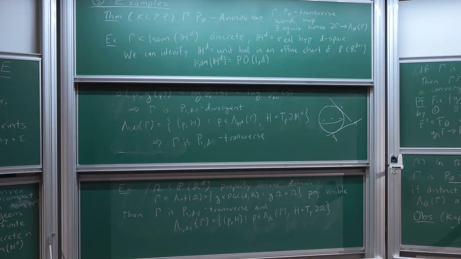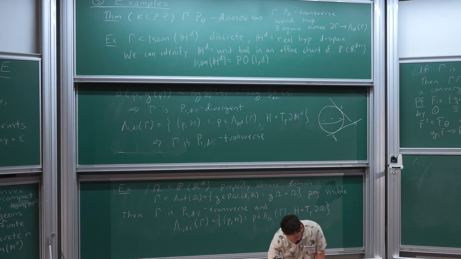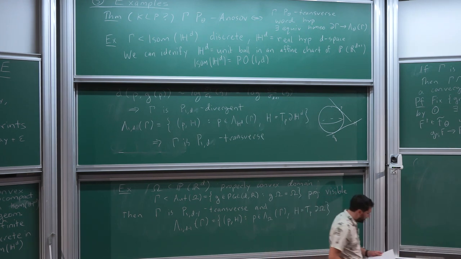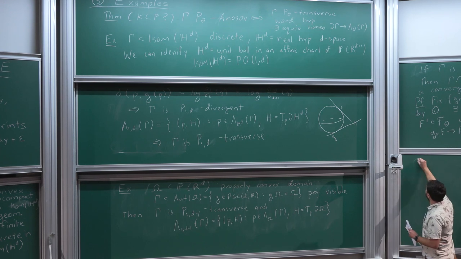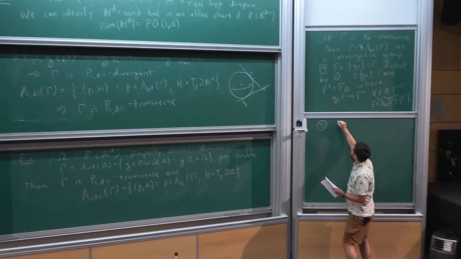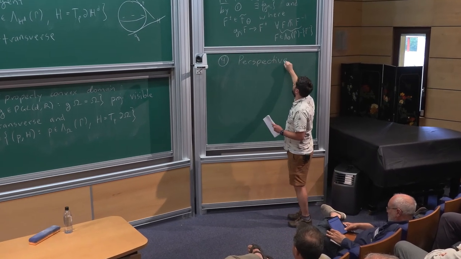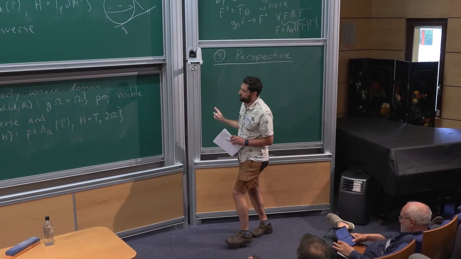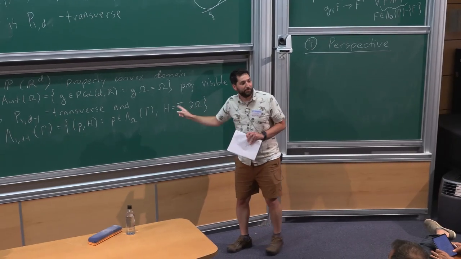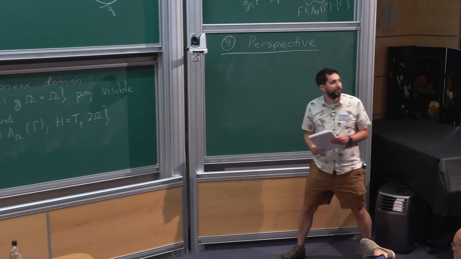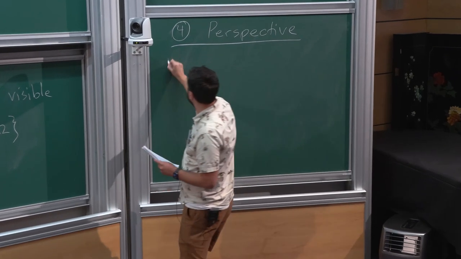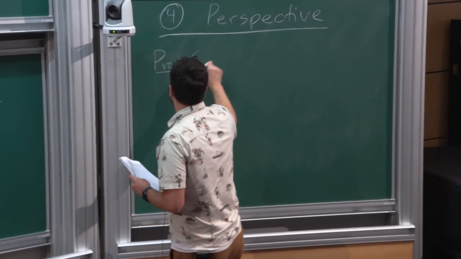So then, I want to talk about this perspective that we have on these things. And so that will go on this board, and then I think that board will be taken for the rest of the talk. So the perspective for these is pretty much that this is the only example. And so let me explain what that means. And so this is a proposition in our first paper.